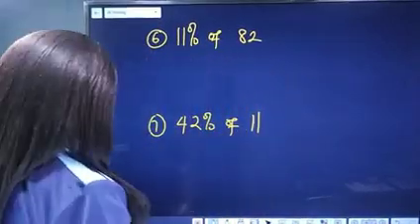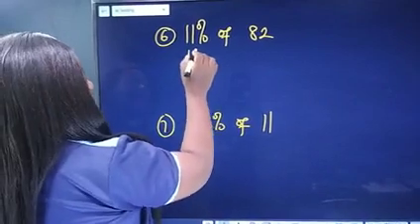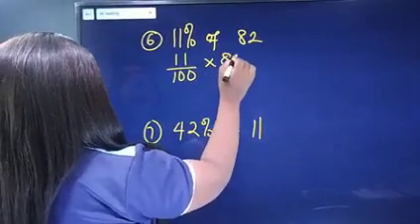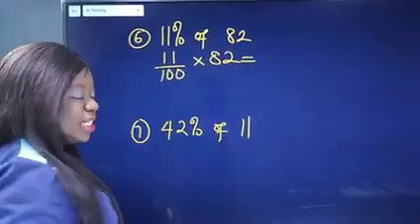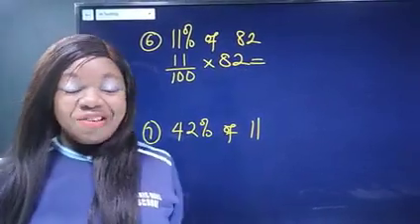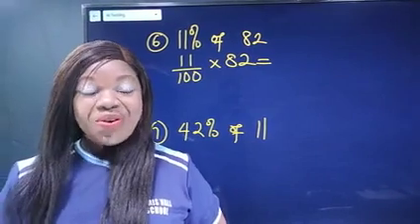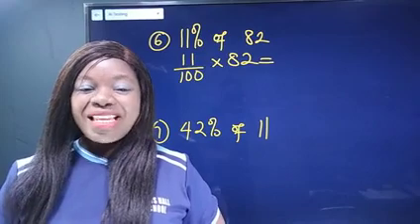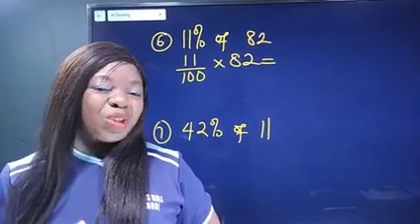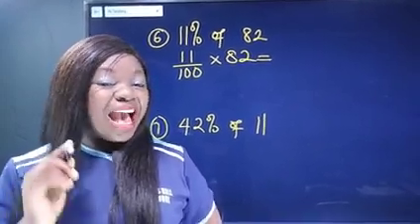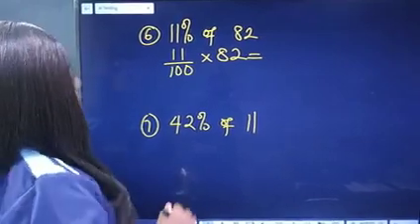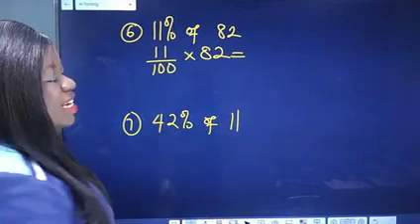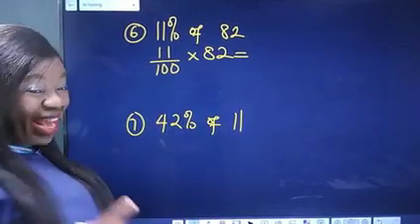Now 11% of 82 is the same as 11 over 100 times 82. At this point, it is very easy to quickly calculate this. If you haven't watched the video on multiplication by 11, how to multiply by 11 in an easy way, make sure you get our previous classes and watch it. It's very interesting.